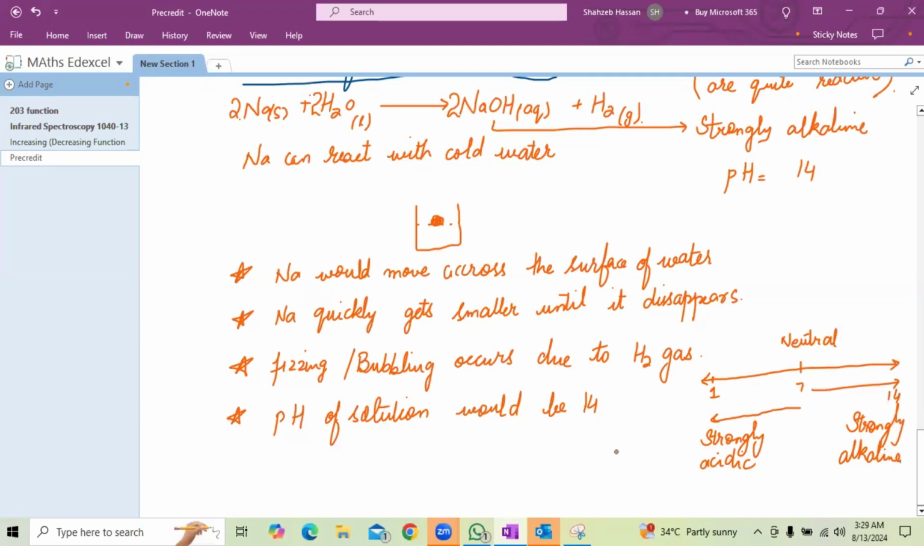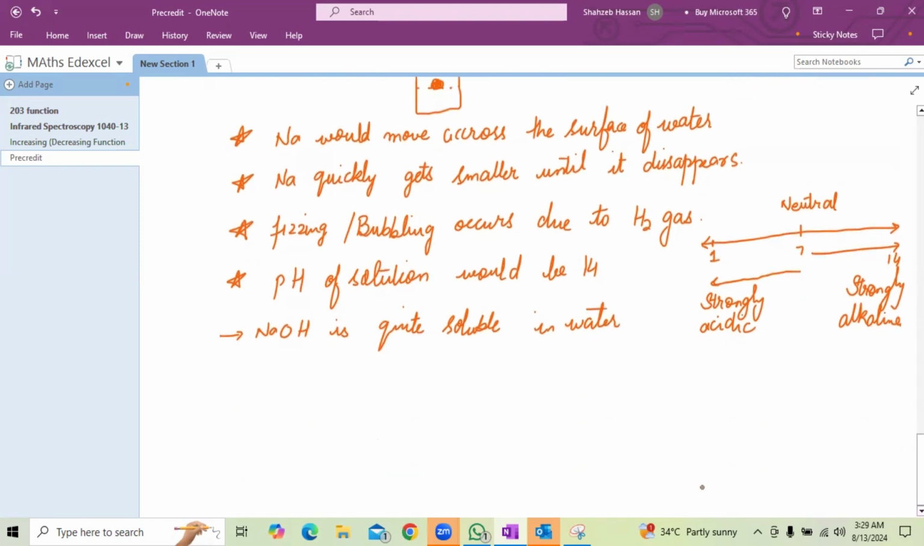Remember one thing, this sodium hydroxide is quite soluble in water. So what it is going to do, it is going to be broken up into its ions. It would become NaOH and would be doing Na+ plus OH-. So it is going to break up into ions. Is that clear?